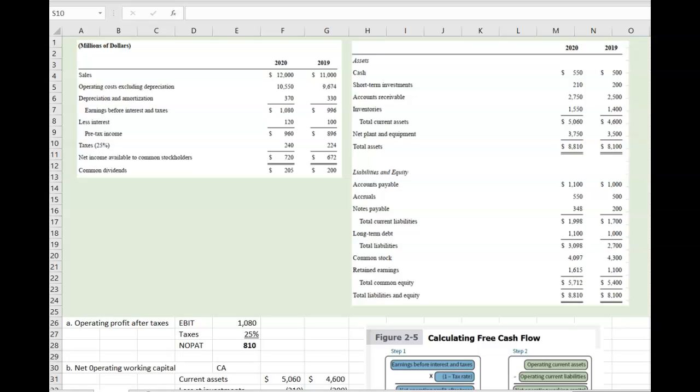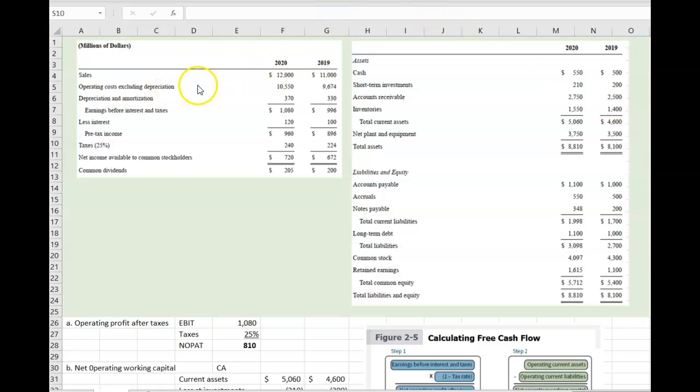Okay, hi everyone. There are different ways to calculate free cash flow, and I'm going to illustrate one method. Now, let's assume you have the information in front of you for a company. These are in millions of dollars.